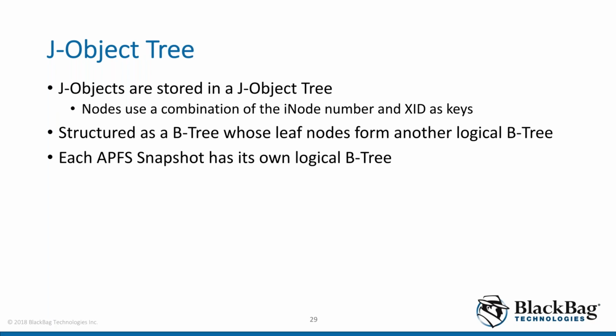So J objects are structured to be able to locate them in a tree. They're stored in what we're calling a J object tree, for lack of a better term, which are nodes that use a combination of the inode number and an XID as the key inside of a B tree, which we'll talk about next. These trees are structured as B trees whose leaf nodes form another logical B tree. I know that sounds a little bit confusing, and I'm going to try my best to explain it. Each APFS snapshot has its own logical B tree.